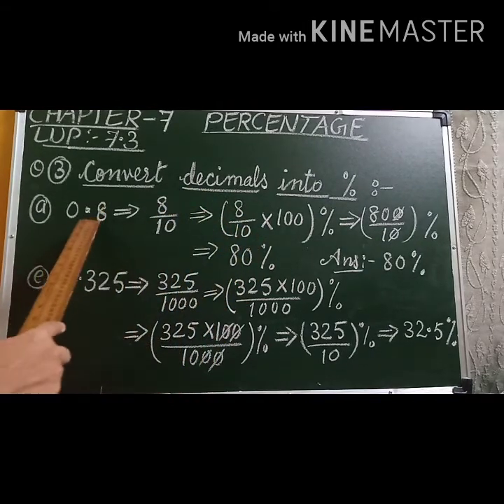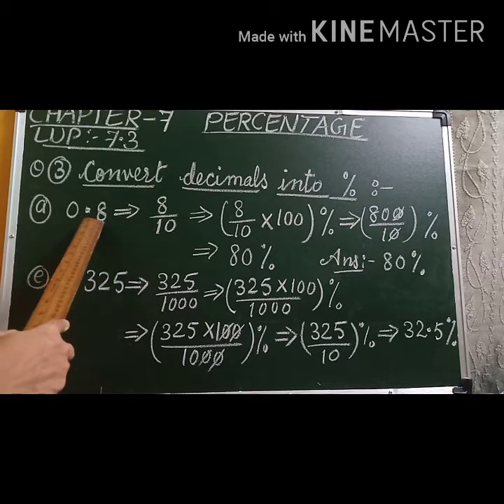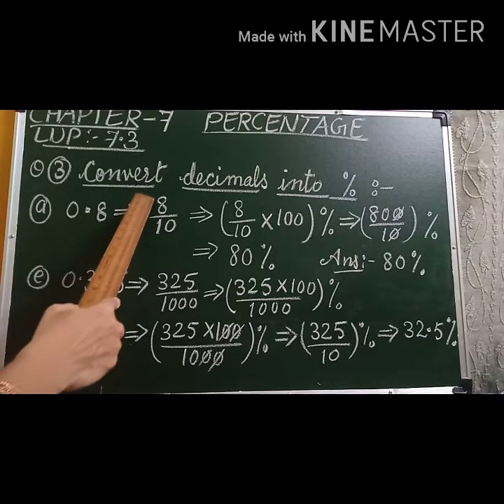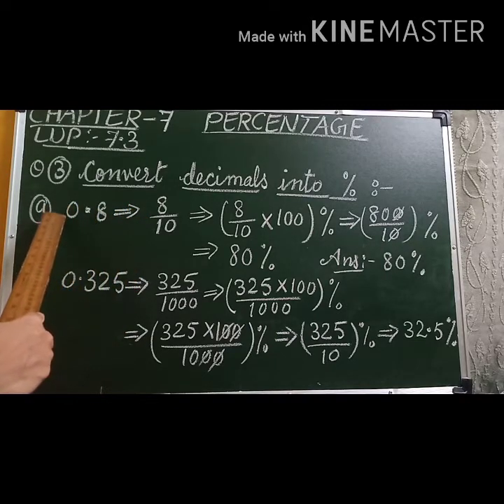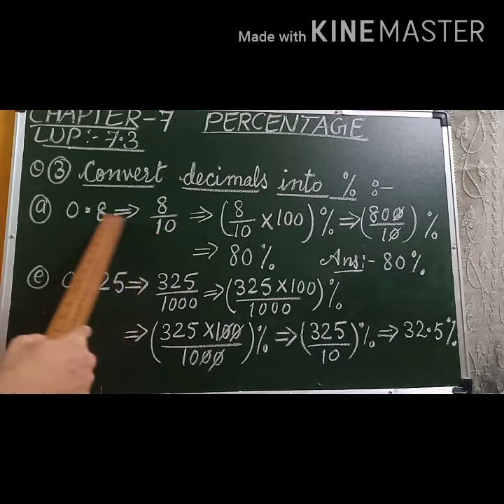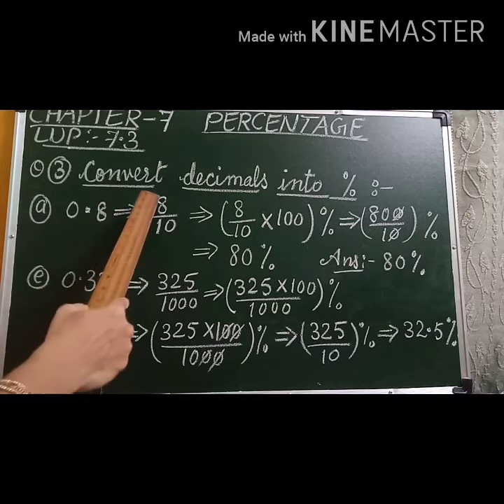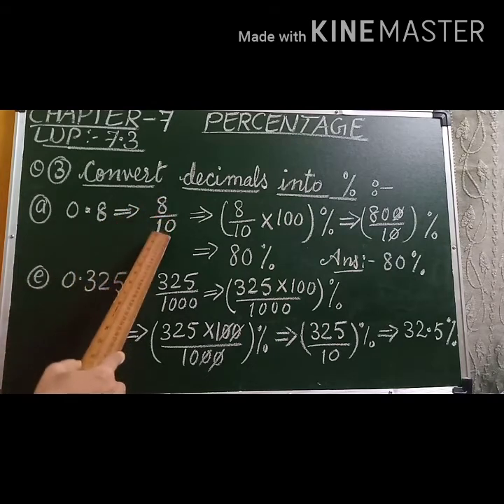So in the previous classes we have learned that if any decimal number is given, we can write it as a fraction. Here the decimal is placed after one place, so we can write the fraction as 8 by 10. If the decimal is placed after two places, then we have to write the fraction with denominator 100. But here the decimal is placed after one digit, so we can write it as 8 by 10. Okay, so 0.8 can be written as 8 by 10.